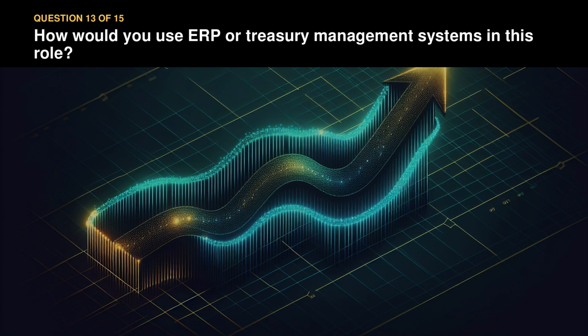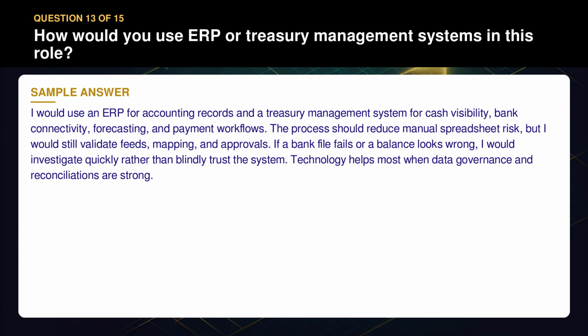Question 13. How would you use ERP or Treasury management systems in this role? I would use an ERP for accounting records and a Treasury management system for cash visibility, bank connectivity, forecasting, and payment workflows. The process should reduce manual spreadsheet risk, but I would still validate feeds, mapping, and approvals. If a bank file fails or a balance looks wrong, I would investigate quickly rather than blindly trust the system. Technology helps most when data governance and reconciliations are strong.